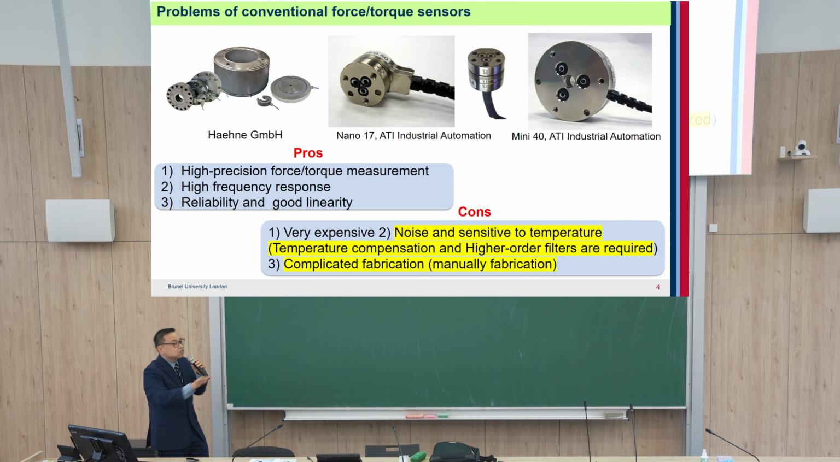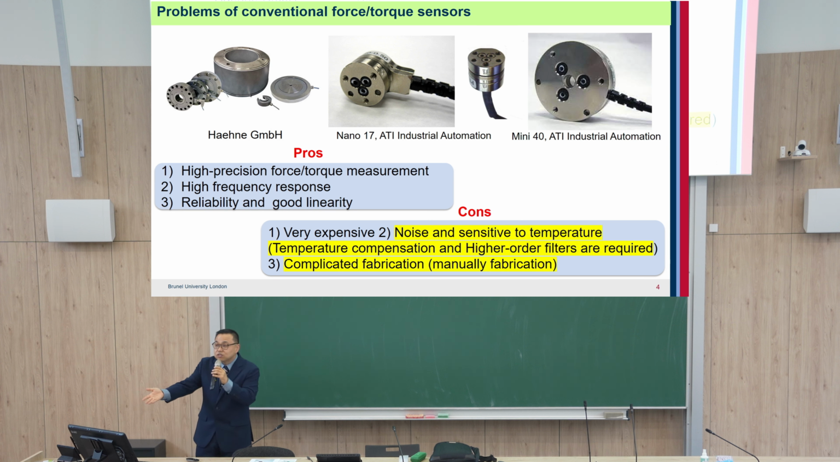One unit costs around 8,000 pounds, maybe 9,000 or 10,000 euro. How can you use a force sensor that costs 10,000 euro? It's also sometimes quite easily broken, and there is no repair. You have to buy a new one, okay?